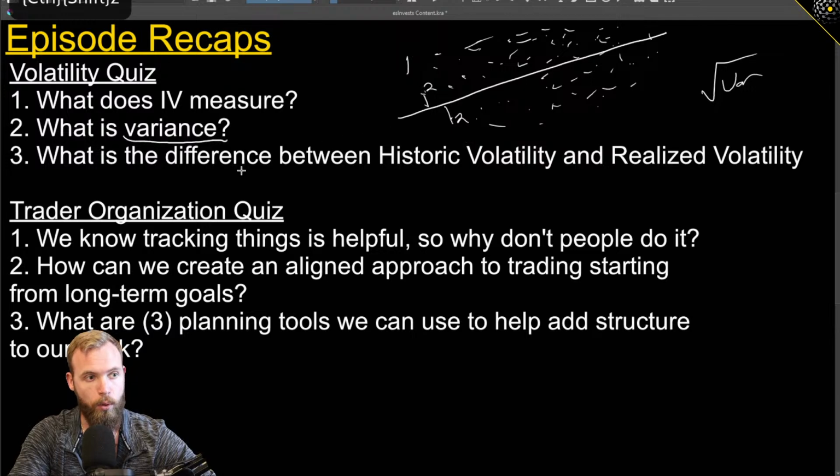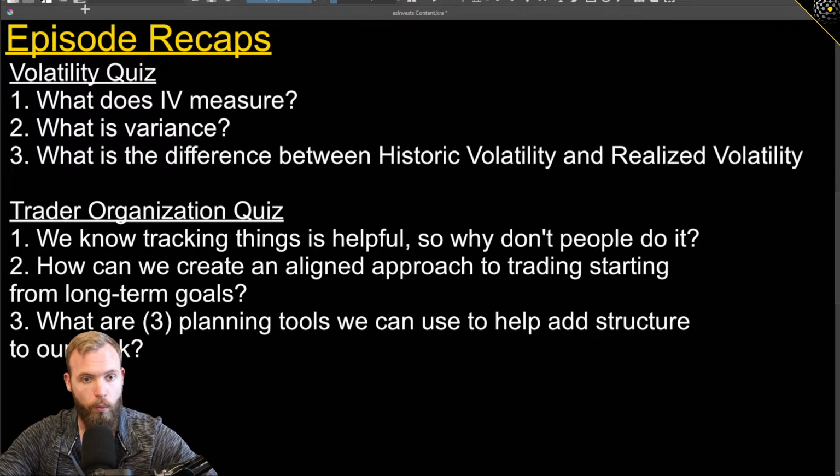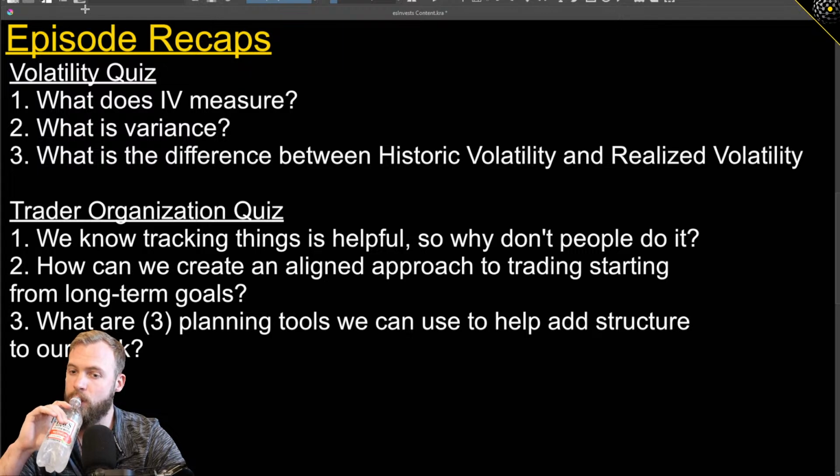So the important thing to remember with variance is it gives us an idea of how the data points of something behave compared to the average. And it's a really important use case with respect to trying to track volatility going forward and measure what it is. Okay, last one. What is the difference between historic volatility and realized volatility?